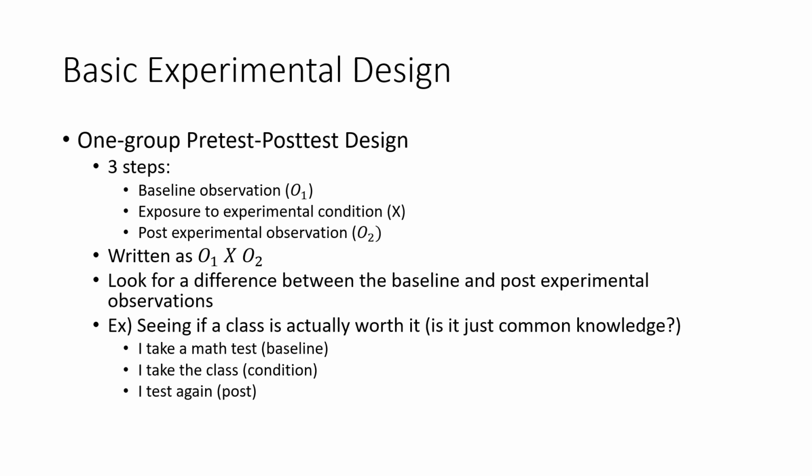First we have our 1 group pre-test, post-test design. And this is actually the only one in here highlighted. In here we have 3 steps. We're going to have our baseline observation, which is known as O1. The exposure to the experimental condition, which is known as X, and the post-experimental observation, which is known as O2. Altogether it's going to be written as O1, X, O2, so don't confuse that X as a times. That's just saying what you're exposing to. That's just your condition. Then we're going to look for a difference between the baseline and post-experimental observations.